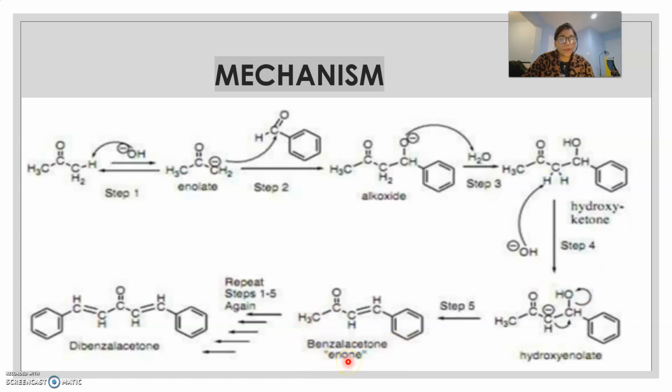But there is a surplus amount of NaOH and benzaldehyde. So what will happen? This reaction from step 1 to step 5 will repeat again and again until we get the dibenzyl acetone.